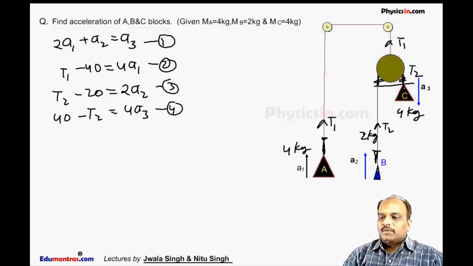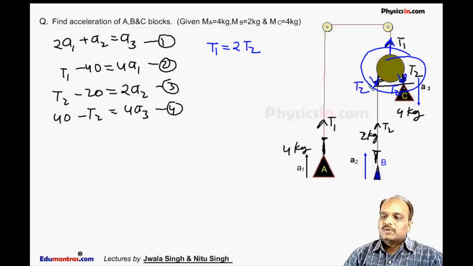And if we draw the free body diagram of this pulley, since this pulley is massless, we can say T1 must be equal to T2 plus T2, because T1 here is acting upward, and T2 here is acting downward, here it is acting downward. So this is our fifth equation.